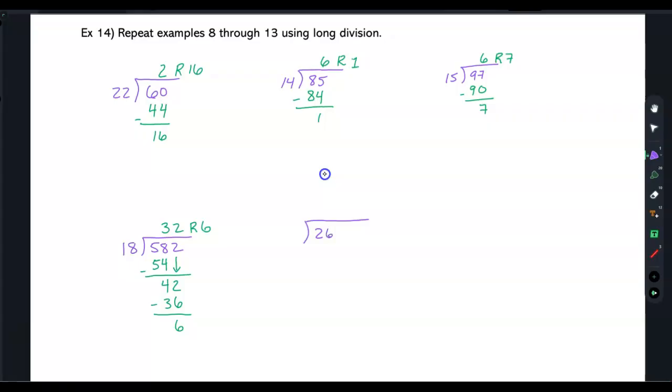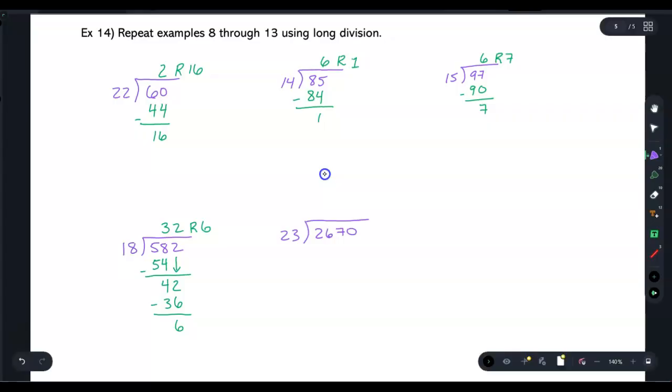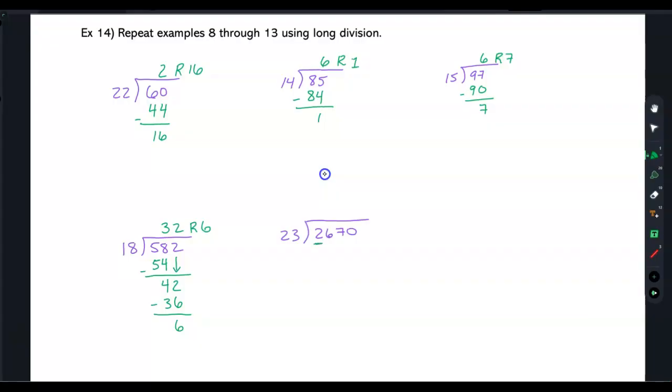Our next one is 2,670 divided by 23. Let's look at this a digit at a time on my dividend. 23 will not go into 2. So then let's look at the first 2 digits. And if that doesn't work, I'll look at the first 3. Will 23 go into 26? It does. It goes in 1 time. So I'm going to write that above the 6. 1 times 23 is 23. And I'll subtract to get my remainder of 3. So I picked correctly because 23 is smaller than 26, but 23 is bigger than 3.